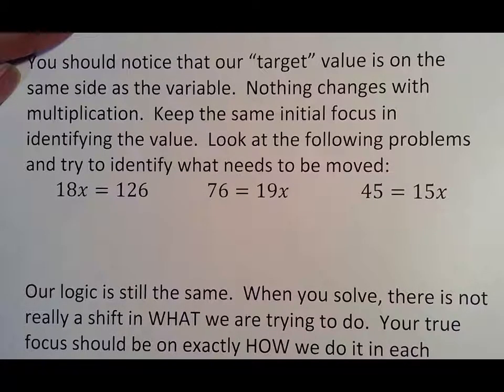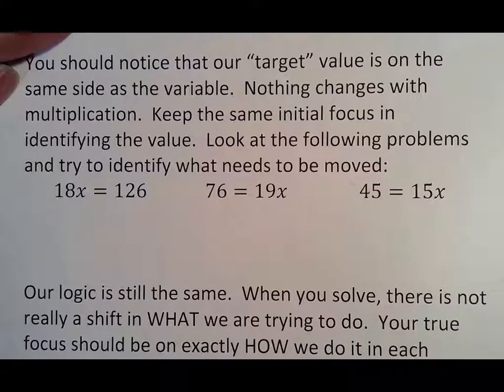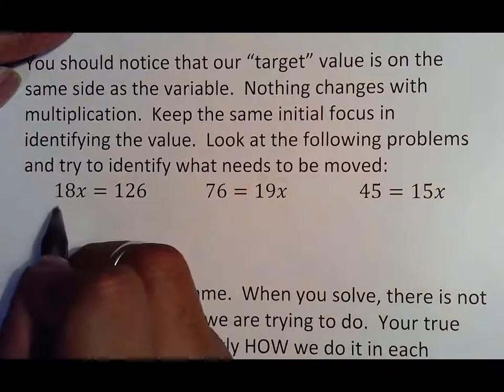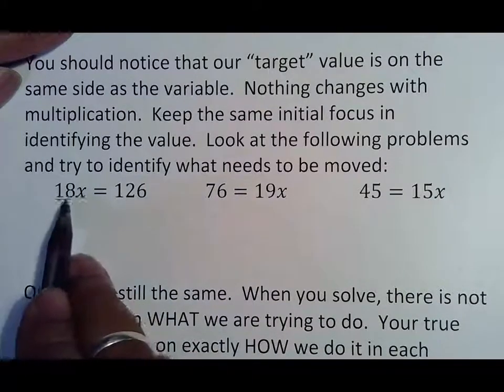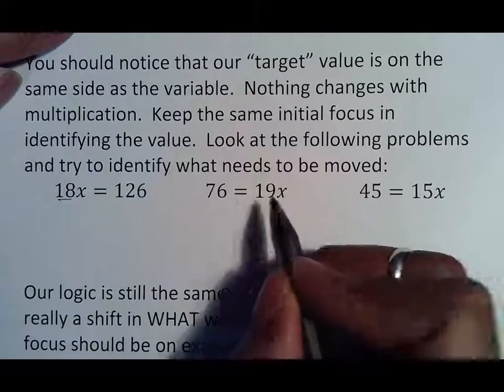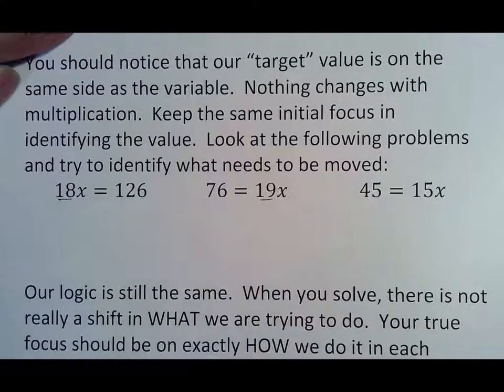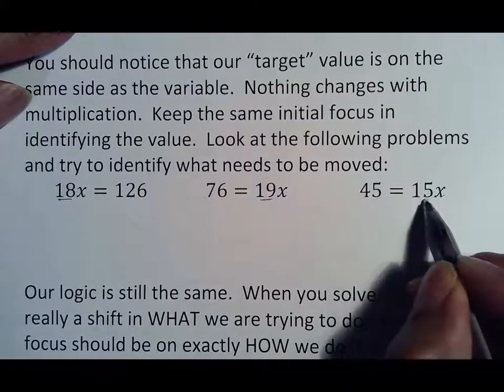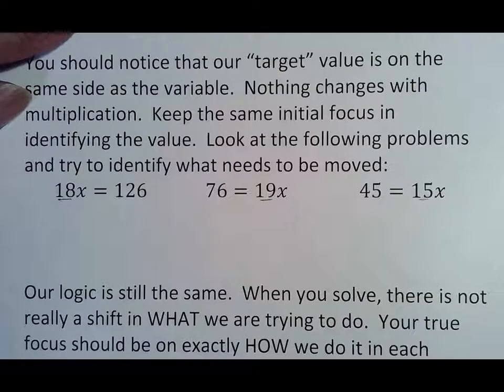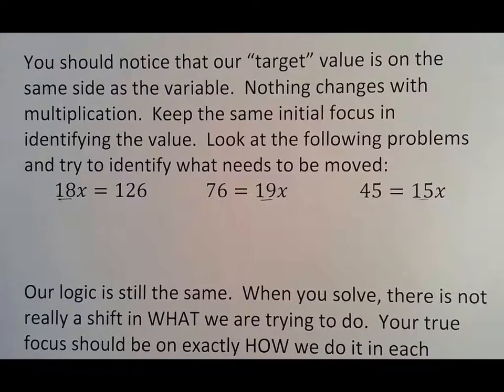Look at the following problems and try to see if you can identify what needs to be moved, because it's really not that bad. So take again about 5 seconds, look at these 3 things, and see if you can make a quick decision as to what you think has to be moved. Here, it should be the 18, because it's 18 with the x. Here it should be the 19 because it's 19 with the x. And over here it should be the 15 because it's 15 with the x. Again, that's general strategy. It's general instinct. You know it, you just got to learn to trust it.